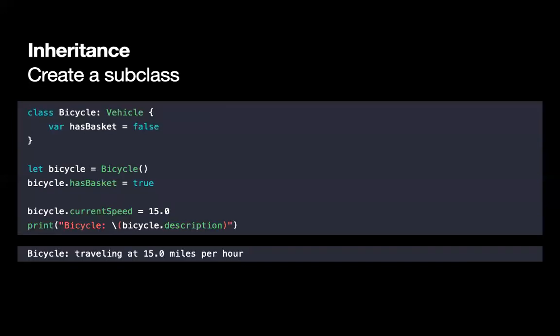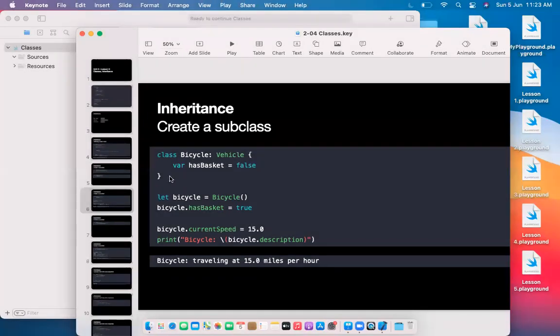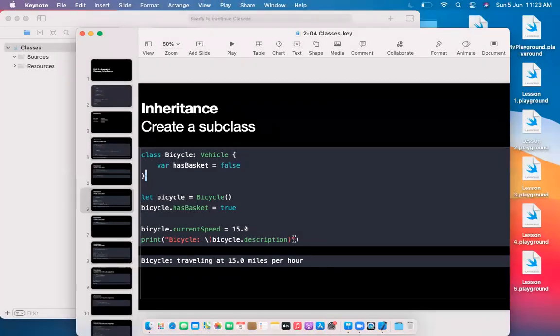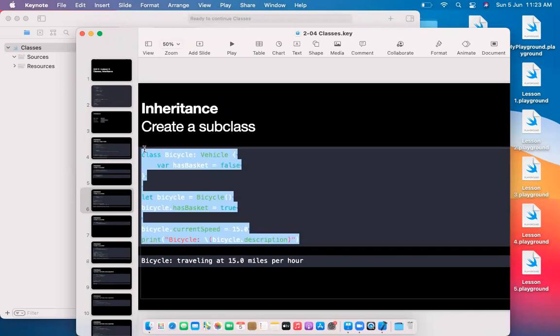Then we have to create the instance of this subclass also, that is, bicycle is the instance of this subclass. And then you can set the property hasBasket of the Bicycle subclass to true or false also. If you want to see this, you can see it on the playground.